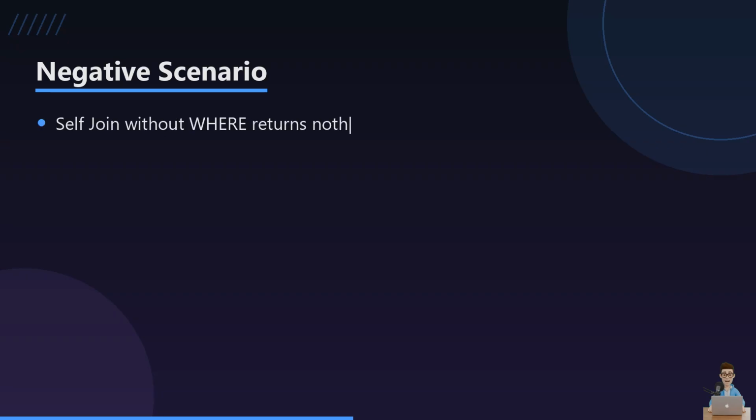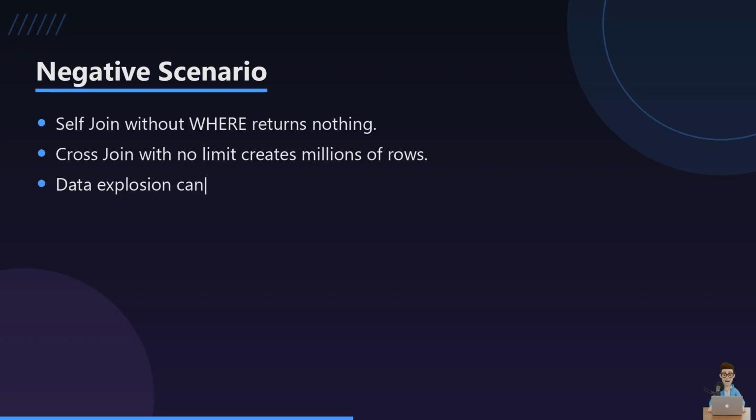If you forget to specify which row is the parent in a self-join, you get zero results. If you use a cross join without limits on large tables, your database might hang waiting for impossible rows. Always be careful not to multiply data unintentionally.